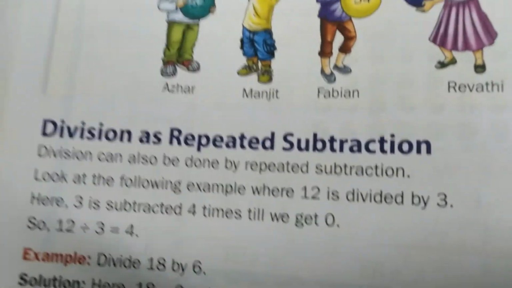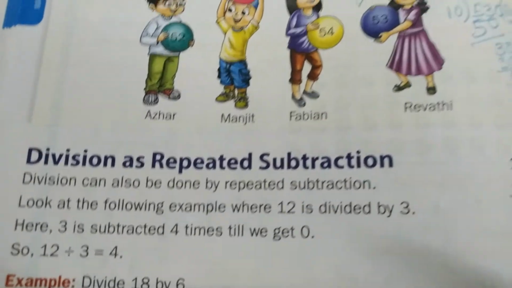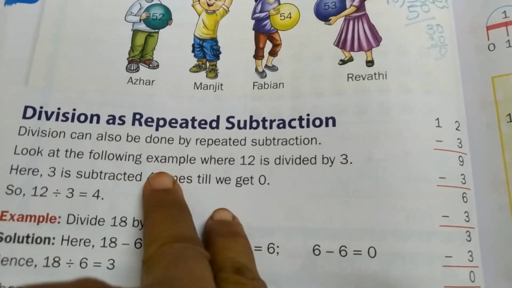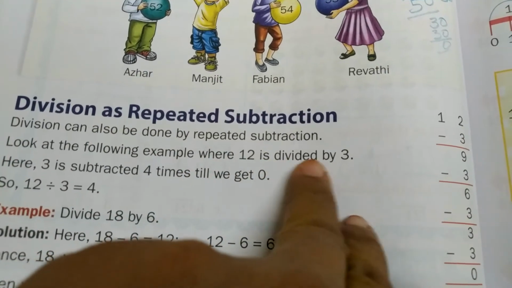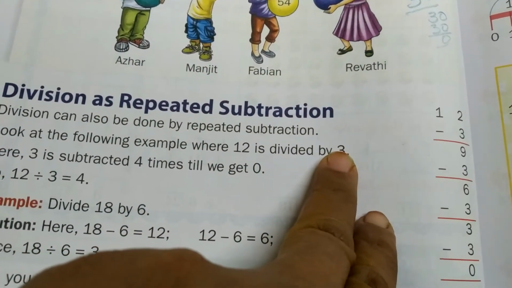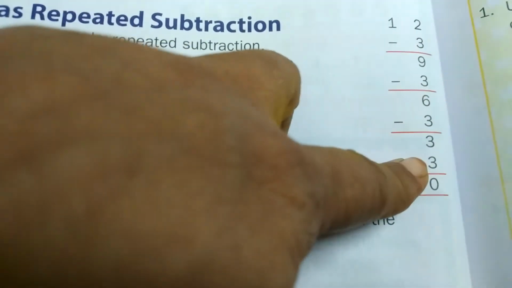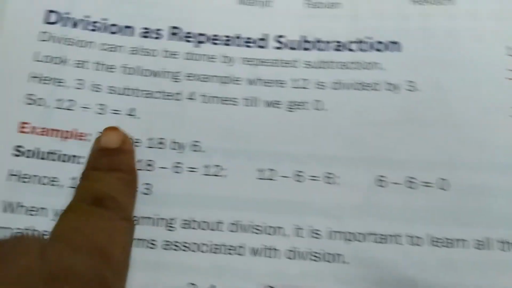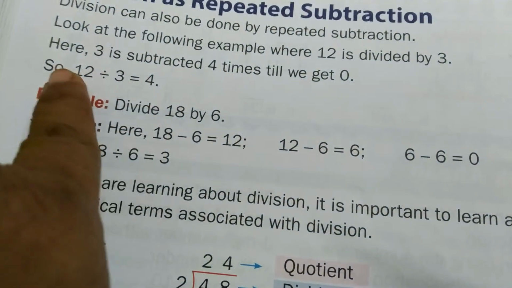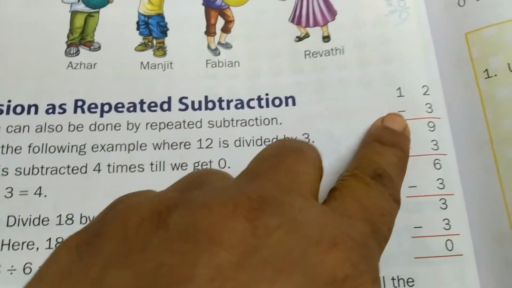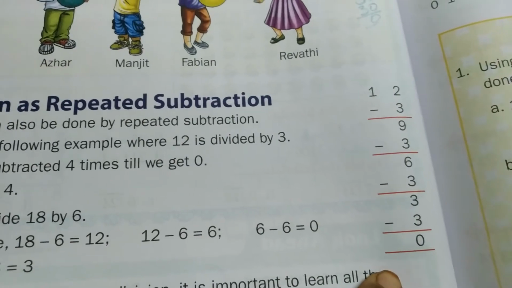Next, division as repeated subtraction. Division can also be done by repeated subtraction. Look at the following example where 12 is divided by 3, in the repeated subtraction manner. How many times have they done subtraction? 1, 2, 3, 4 times, isn't it? 12 divided by 3, what do we get? 3 fours are 12. It will go 4 times. So here they have done repeated subtraction 4 times.